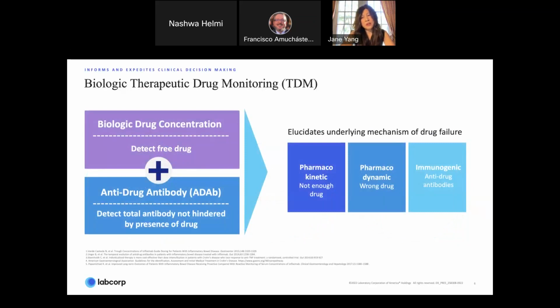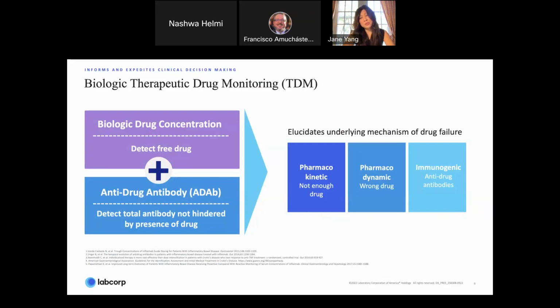For us, biologic TDM, also called biologic monitoring, is always one test that is two assays performed in tandem. One to evaluate the biologic drug concentration, which is reported in micrograms per mil, and a separate assay for the concentration of drug-specific antidrug antibodies reported in nanograms per mil.